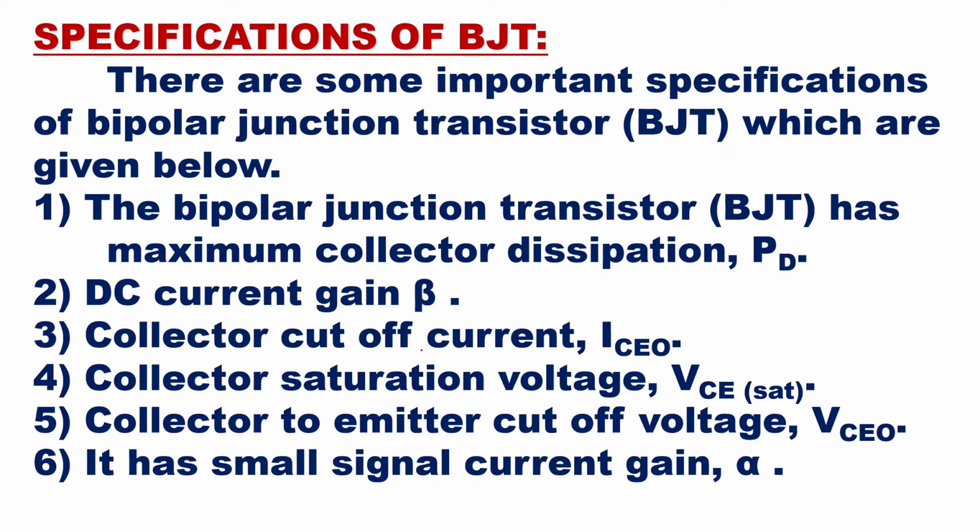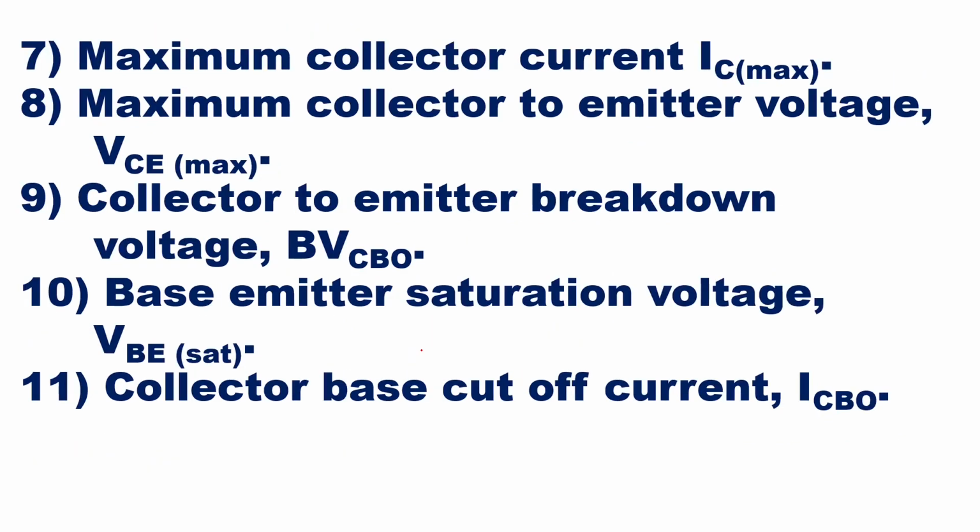Sixth is a small signal current gain alpha. Seventh is maximum collector current IC max. Eighth is maximum collector to emitter voltage VCE max. Ninth is a collector to base breakdown voltage BVCBO. Tenth is base emitter saturation voltage VBE sat. Eleventh is a collector base cutoff current ICBO. Okay, so these are some of the important specifications of BJT.